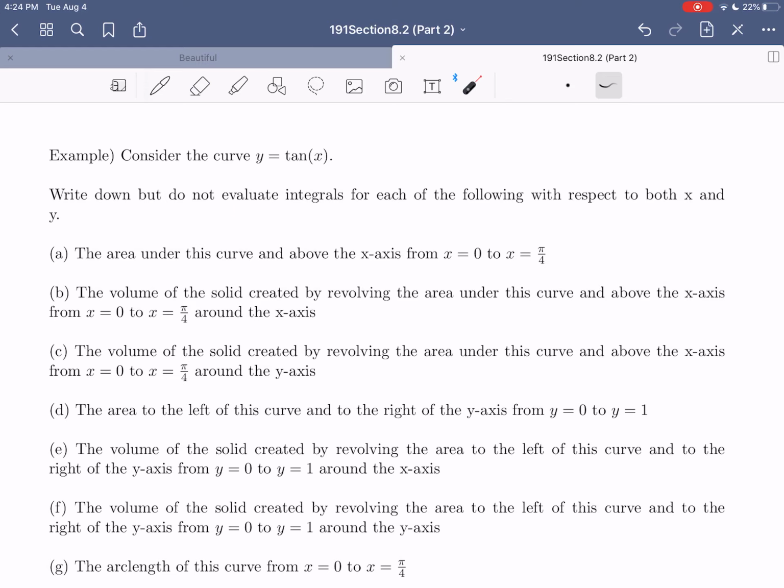And for every one of these, we are also going to make sure that we write down integrals. We're not going to evaluate them. We're just going to write them down. And we're going to write two integrals for every one of these geometric quantities, one with respect to x and one with respect to y. So at the end of this, we should have 18 different integrals that we've constructed so that we can make sure we're completely comfortable with using definite integrals to understand geometric quantities. So let's go ahead and get started.